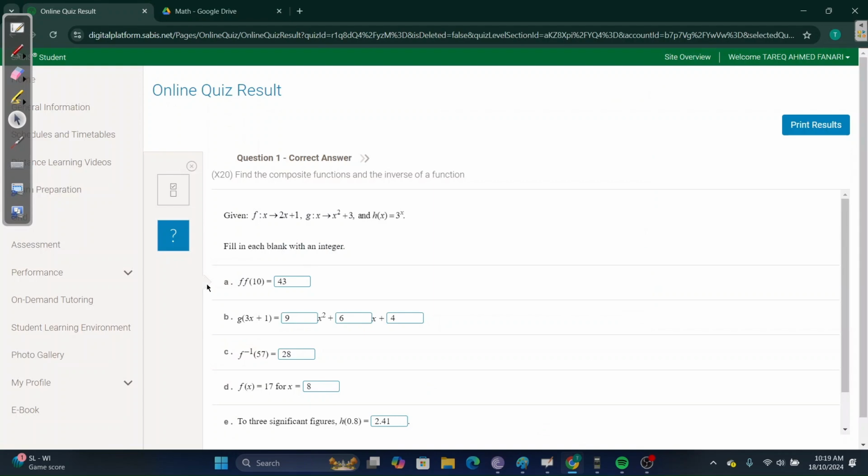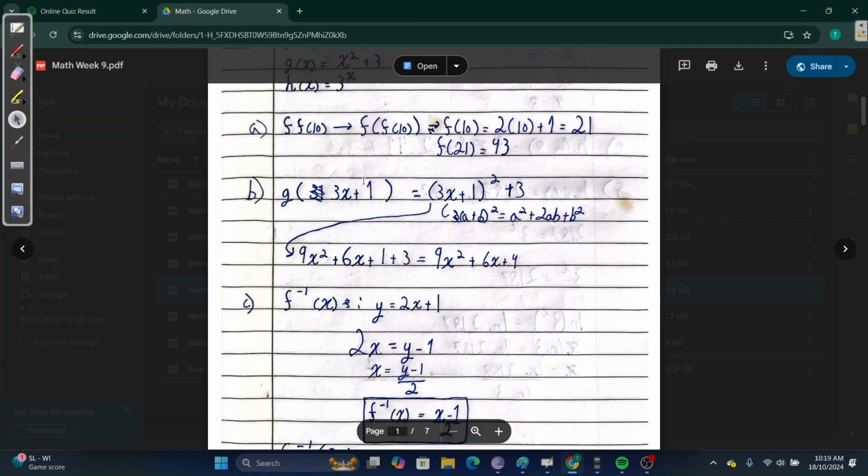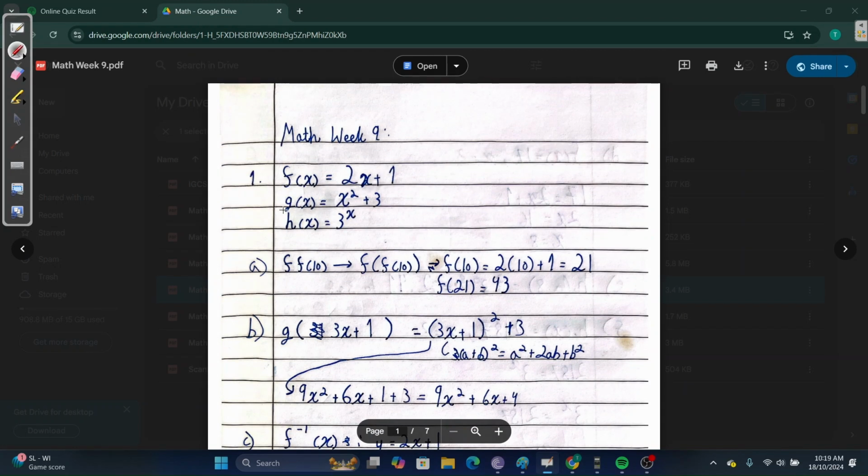Now, part B, g of 3x plus 1. Substitute 3x plus 1 into this function, g of x. So substitute 3x plus 1 into this x: 3x plus 1 squared plus 3. Expand 3x plus 1 squared using a plus b squared, which is a squared plus 2ab plus b squared. So 3x squared is going to be 9x squared, plus 2ab, so 2 times 3x times 1, which is 6x. 1 squared is 1. So this is your a squared plus 2ab plus b squared.